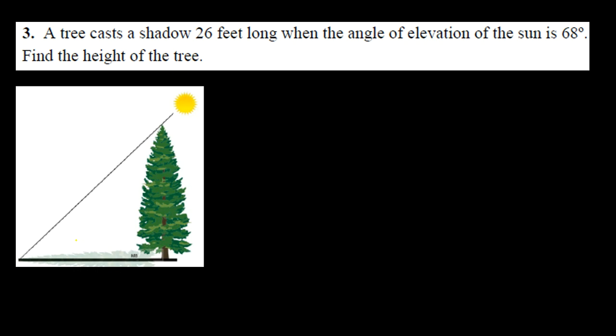A tree casts a shadow 26 feet long. When the angle of elevation of the sun, so the angle of elevation, remember, is inside, is 68 degrees, find the height of the tree. So we're looking for this vertical line x. So our reference angle 68 gives me the opposite over adjacent. So opposite over adjacent is tangent. So the tangent of 68 degrees is equal to x over 26.